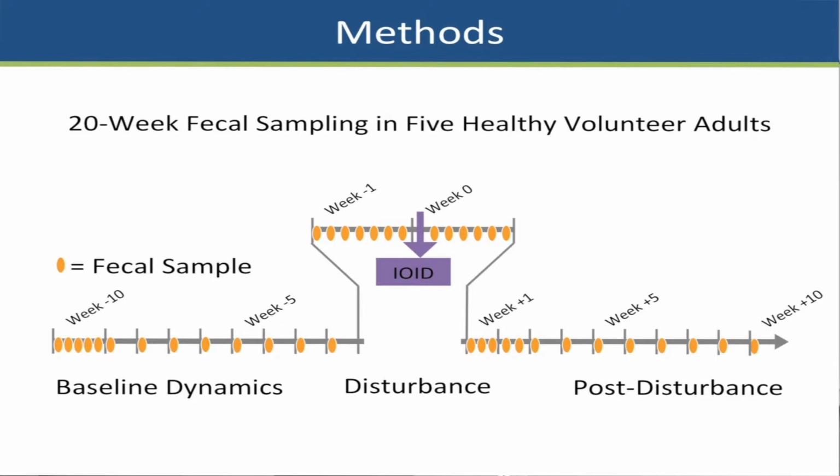And during those 20 weeks, we used the first 10 to look at baseline dynamics and understand what the stability of the community is before we apply a deliberate perturbation. And then we look at the actual effect of the disturbance itself. And then the last 10 weeks are to look at the recovery process and whether there are any long-term effects.